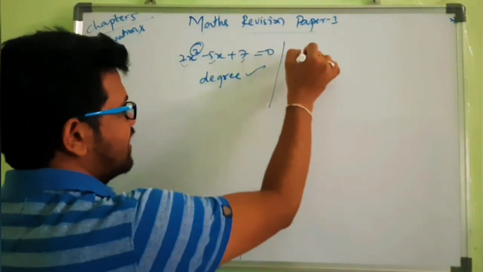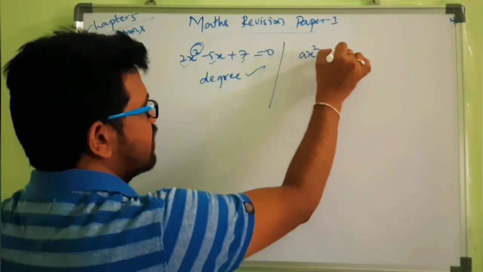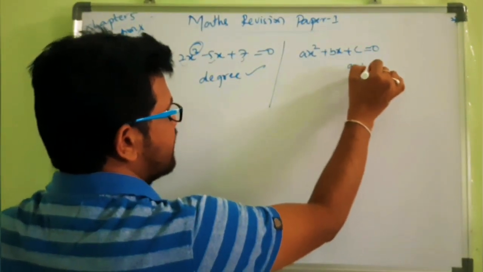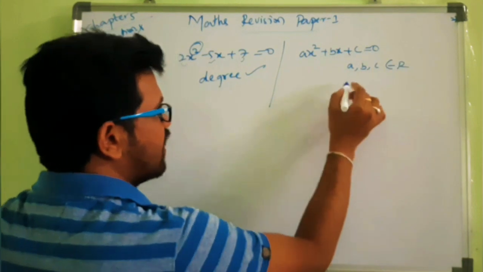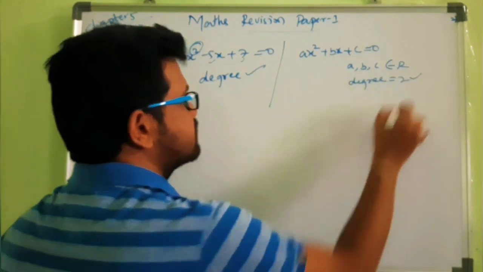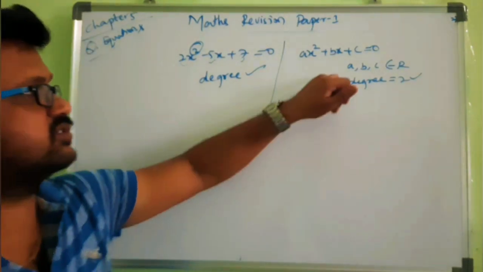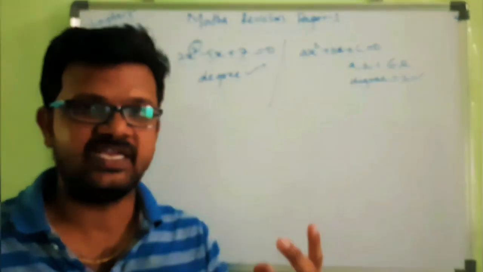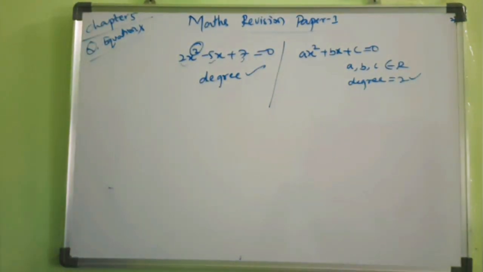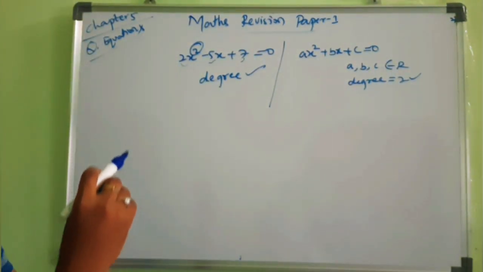If you take the standard form, ax square plus bx plus c is equal to 0, where a, b, c belong to R and the degree is 2. You have to check these two conditions every time, degree and coefficients. Next, we have to find the solutions of a quadratic equation.